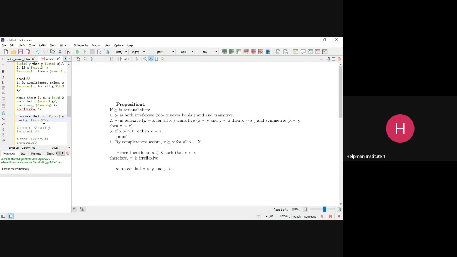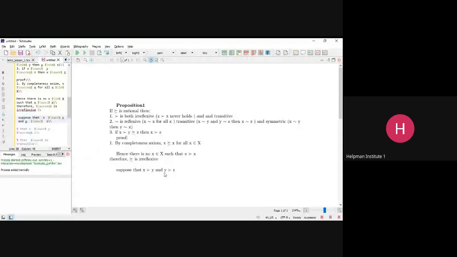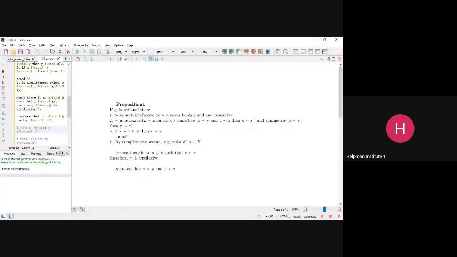Suppose we say x is preferred to y and y is preferred to z. All right, what does that mean? It means x is preferred to y, and y is preferred to z. So what are we expecting from here? We're expecting that transitivity should hold. x must be preferred to z, right? So that is our expectation.